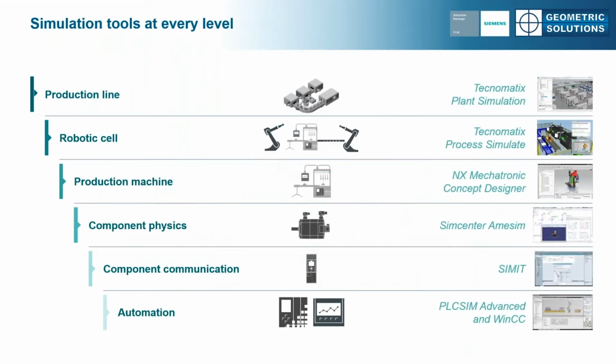Siemens has all sorts of products to be able to embrace the digital twin at every single level. It could be that it's just the automation that we want to see a digital twin of. But we could take that up to the production machine with NX Mechatronics Concept Designer, what we're going to look at. But then you can even advance that to a robotic cell or even to an entire production line. So we're talking about the digital twin at every level. Let's take a moment though, and let's look at the digital twin for production machines.